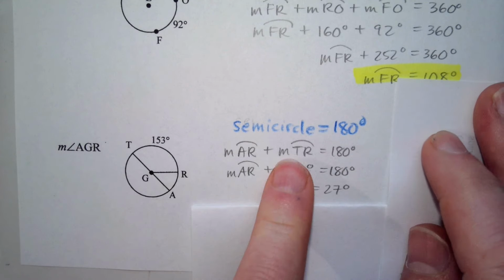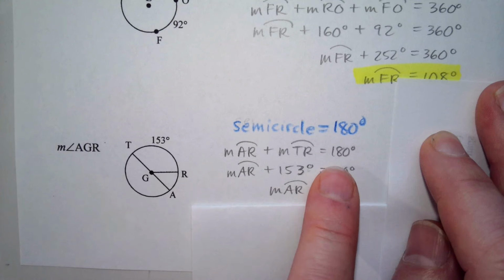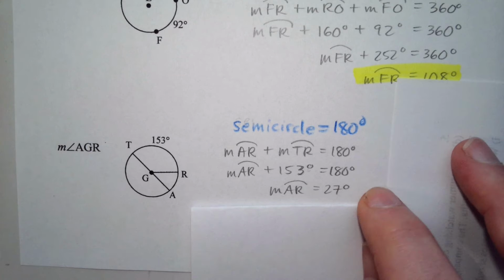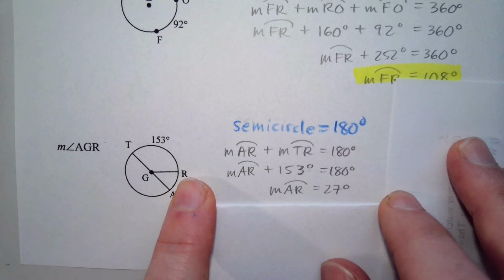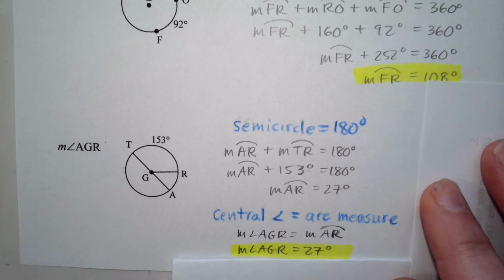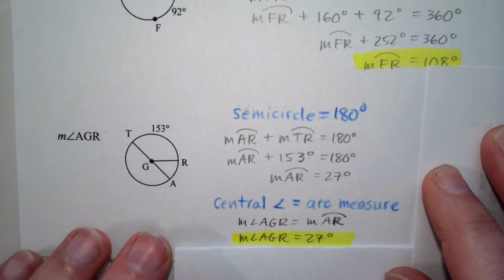So, I know that the two arcs, TR and arc AR, their measures add up to 180 because I have a semicircle. I substitute numbers and I get the answer, but we're not done yet. I do know that the arc is 27 degrees, but what is the measure of the angle? So our second step, the central angle equals the arc measure. I justify, I write my next step where I use all the names to show me what parts I'm using of the circle, and therefore the final answer is the measure of angle AGR is 27 degrees.